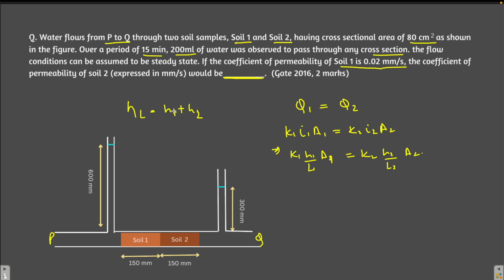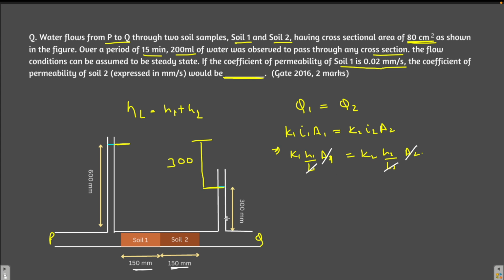And let's calculate the total head loss. The total head loss is the difference between the initial head and the final head. The initial head from the datum was 600 and the final head from the datum is 300. So the total head loss will be 600 minus 300, that is 300. Now, area is given as 80 centimeters square for both, so can we just cancel it out? Length of the soil is given as 150 millimeter for both. We can cancel it out, right?